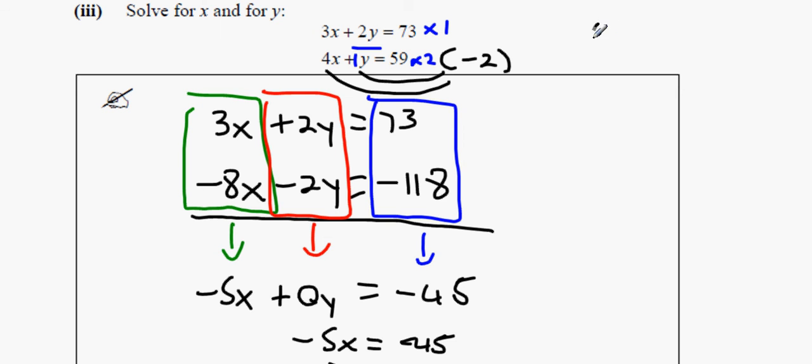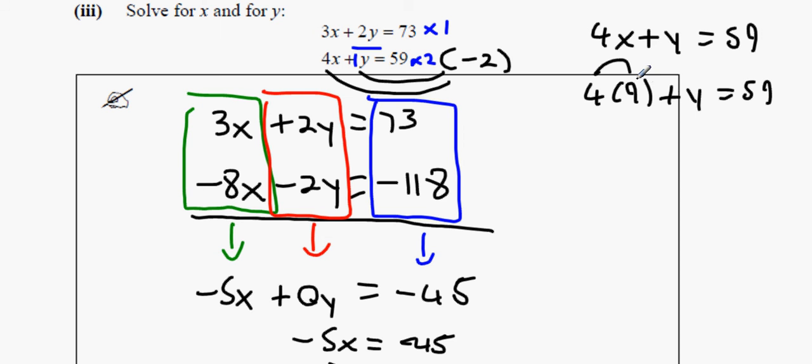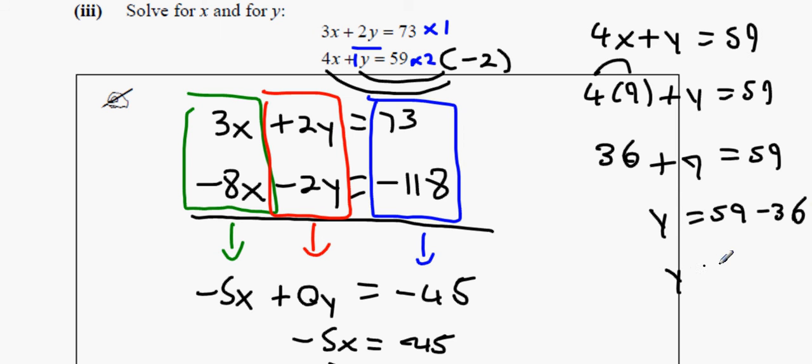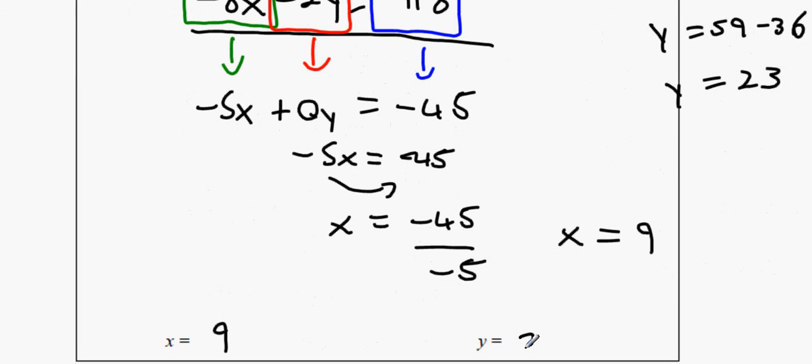So 4x plus y equals 59. Remember that x equals 9, so it's going to be 4 multiplied by 9 plus y equals 59. 4 multiplied by 9 is 36. 36 plus y equals 59. y equals 59 minus 36. y equals 23. Okay, and that's the end of that question there. The answer will be x equals 9 and y equals 23.